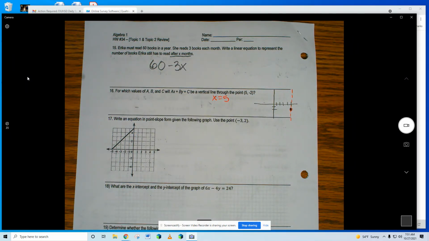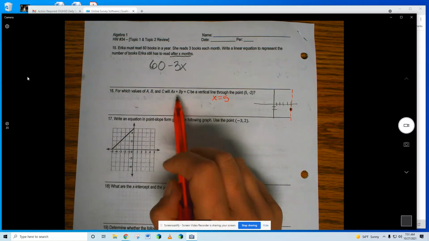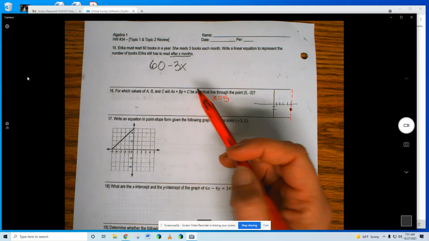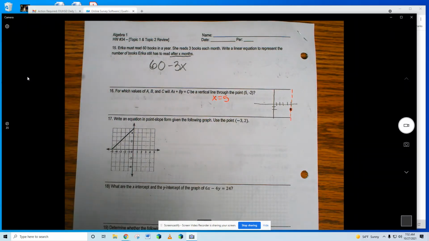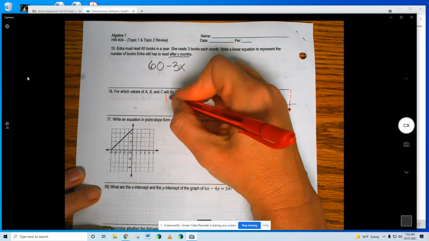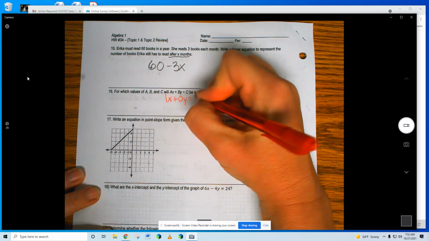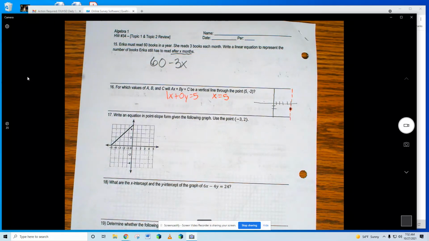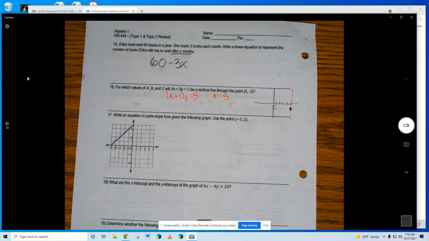If x equals 5, and it's asking me to put it in standard form, I can't. It would basically be, for x to be 5, I could do 1x plus 0y equals 5. That's literally how you would do it. I don't have any other equation except x equals 5. And if I have to put it in standard form, you don't have a y value, which means you put a 0 in front of the y. And then when I simplify that, I get 1x equals 5.